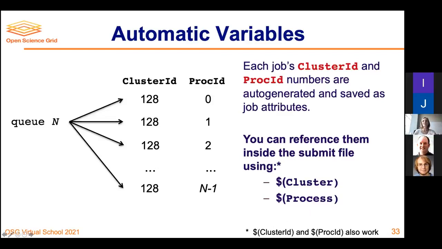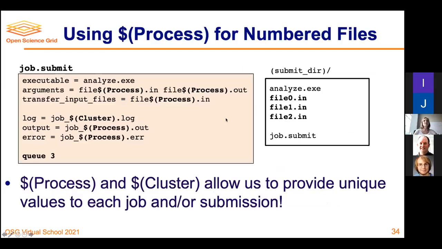And technically you can use ClusterId or ProcId, but Cluster and Process are more human readable words and tend to show up more in the documentation. So let's see how that might work. Taking that same submit file that we saw before, we've got the same executable, but now we can run it 3 different times where there's a different process value inserted as part of the input file name and the output file name. And we'll use that wherever those file names show up, including in our transfer input files line.